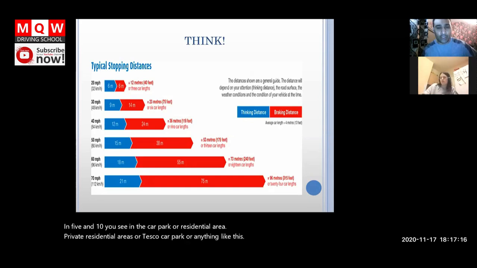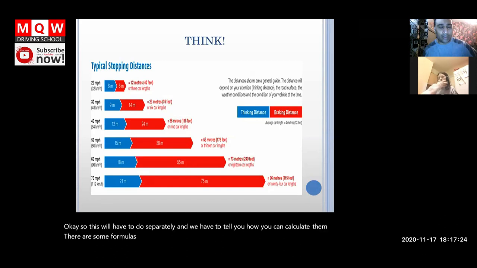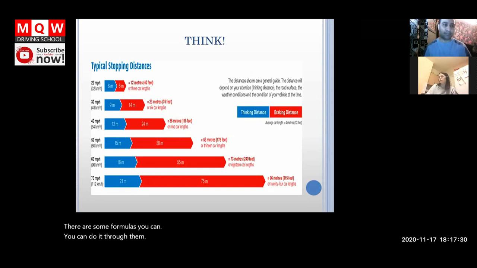So this we have to do separately, and we will tell you how you can calculate them. There are some formulas you can use, or otherwise you have to remember this. So this chart is important. You get this in the Highway Code book. You know the book I was telling you about, the Highway Code? You also get this chart over there.